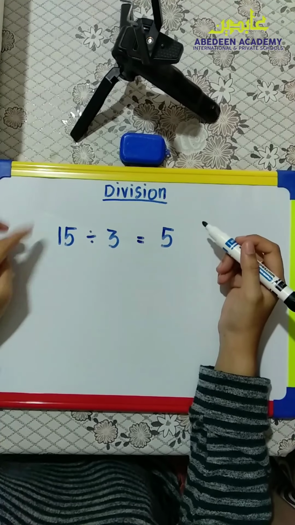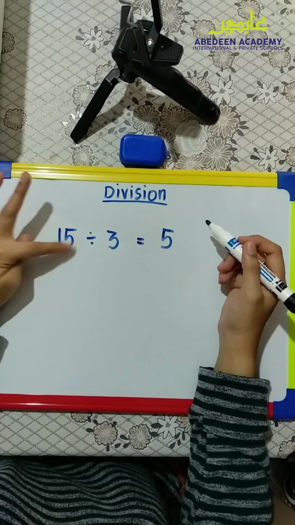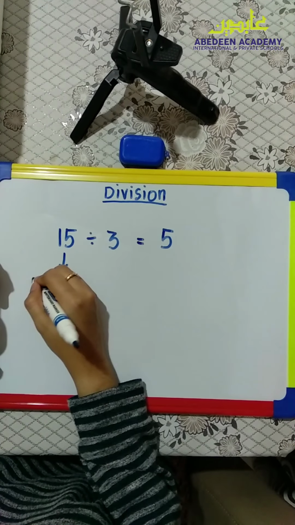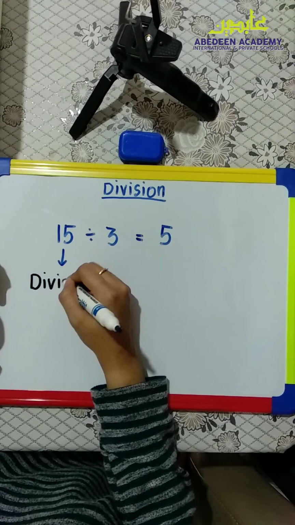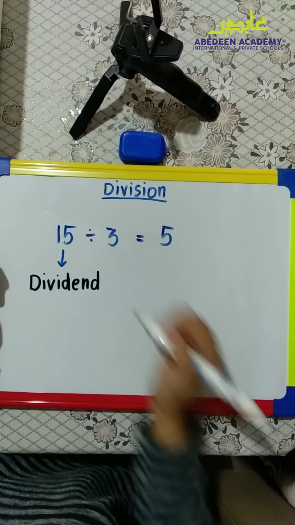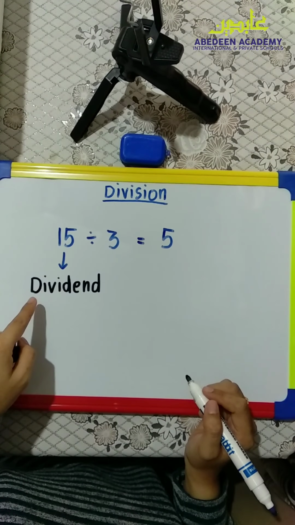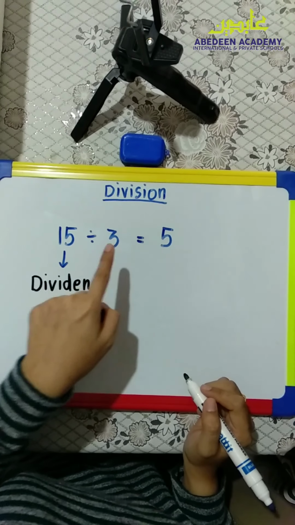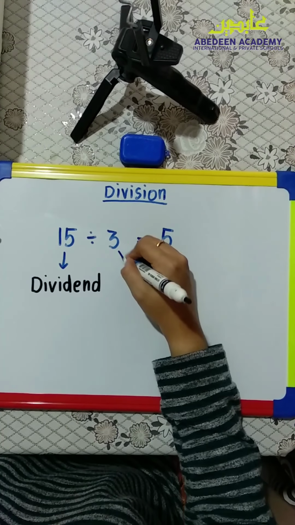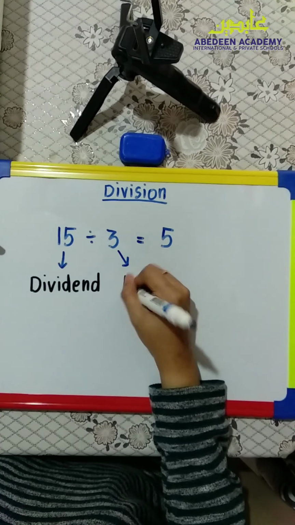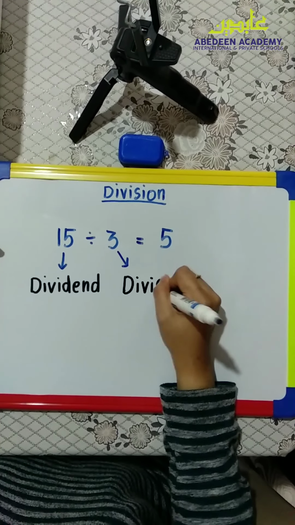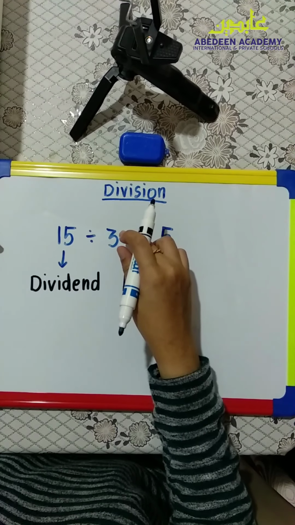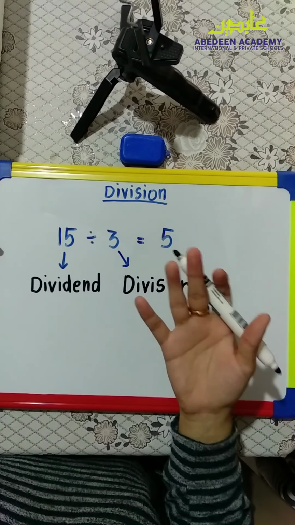The first one, the big number, we call it dividend. Dividend is the first one that you must divide into the second one. Now the second one, we call it divisor. This is very important, so you know how many groups you want to divide into.